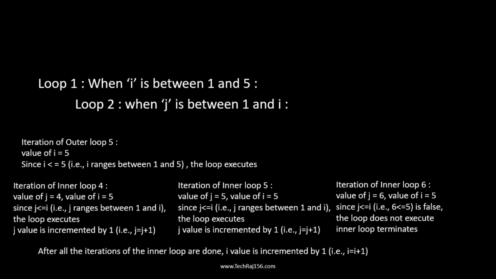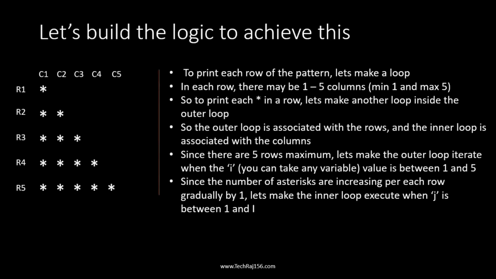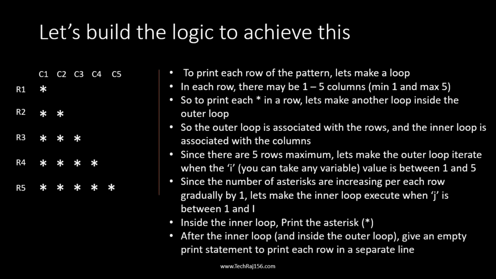So now let's come back to the logic that we have written to print out this pattern. To these points, let me add 2 more points, and those 2 points will complete our task of printing this pattern. The next point in the logic we'll be writing is inside the inner loop, print asterisk. So inside this inner loop, we are going to print the asterisk, and then after the inner loop and inside the outer loop, give an empty print statement to print each row in a separate line.